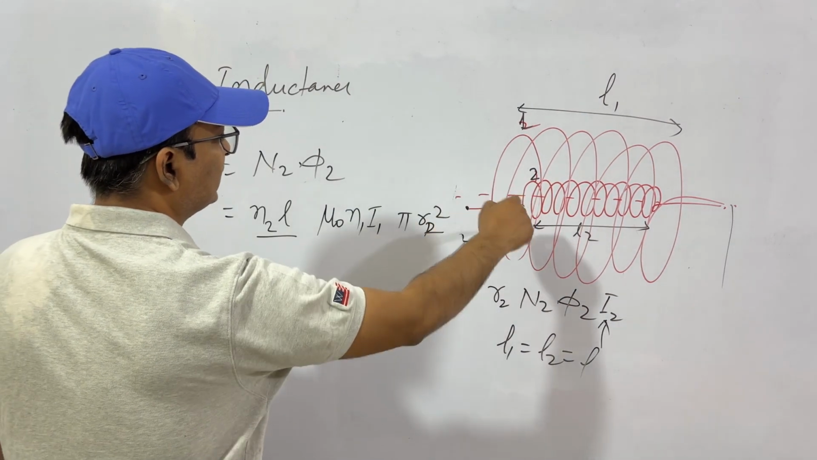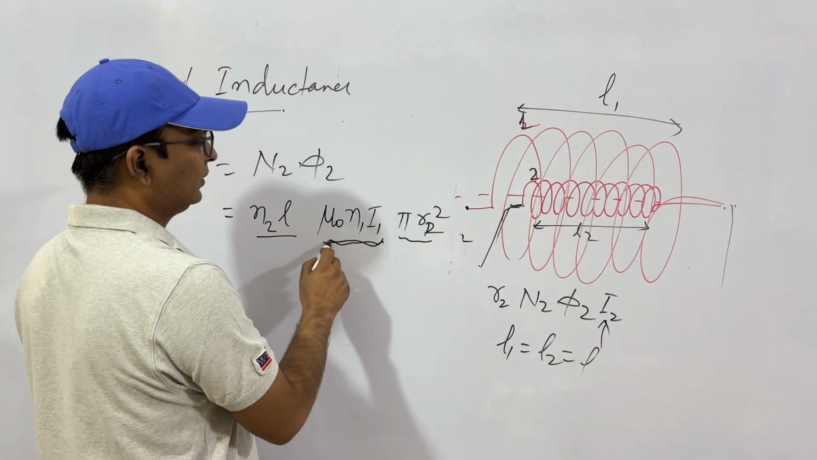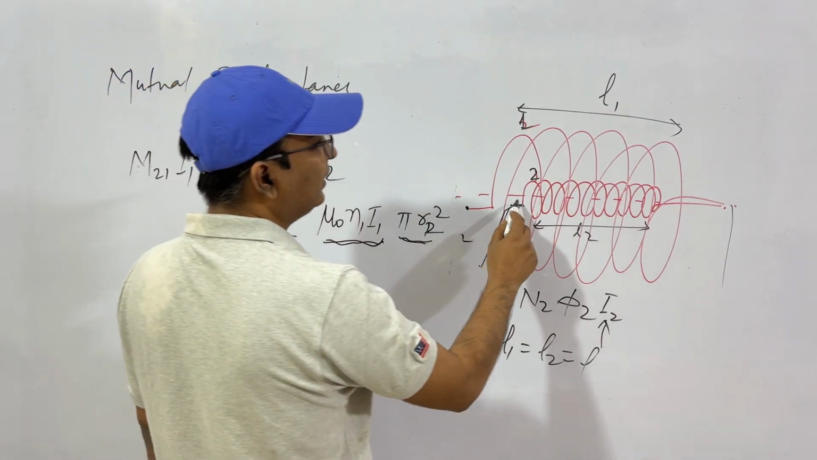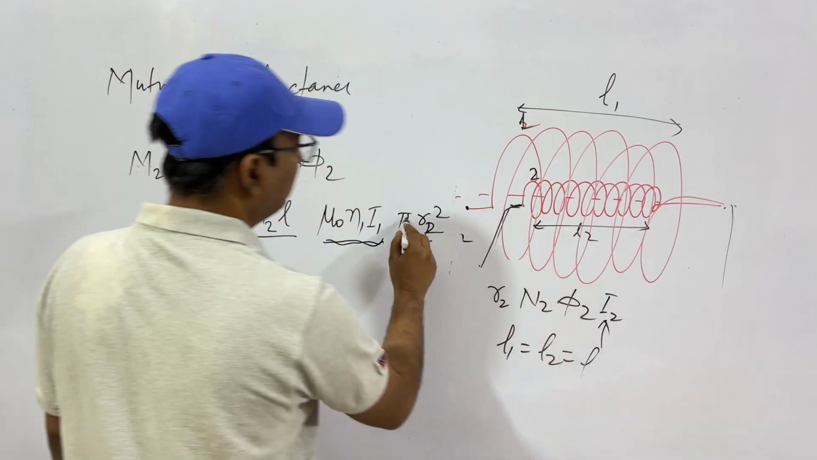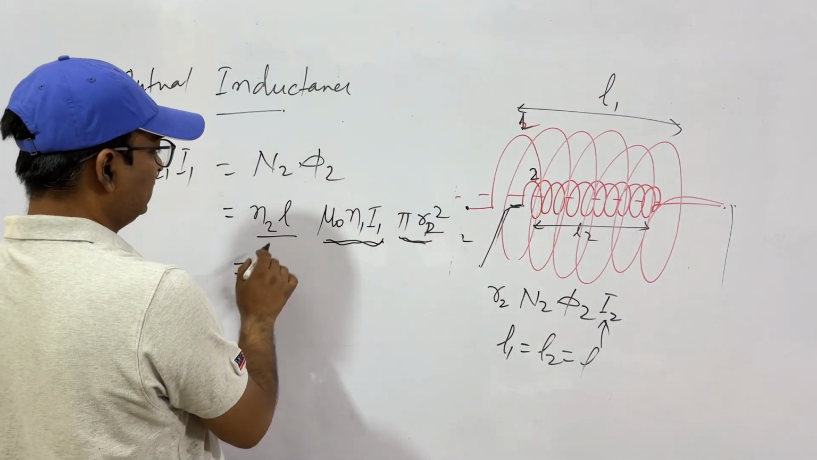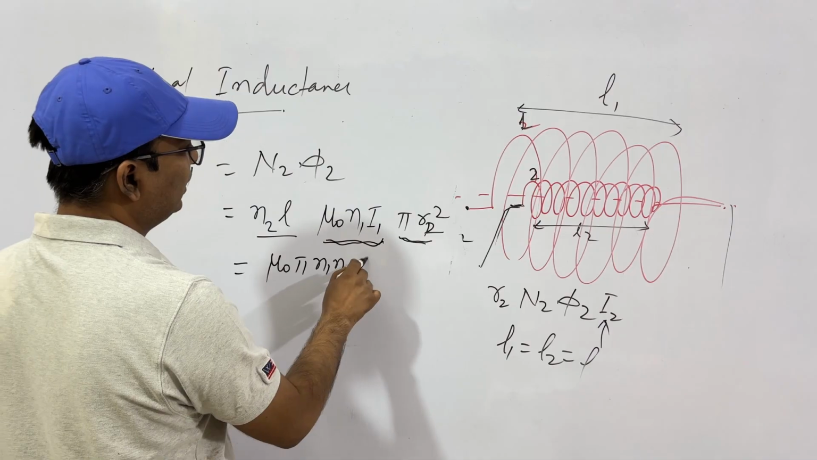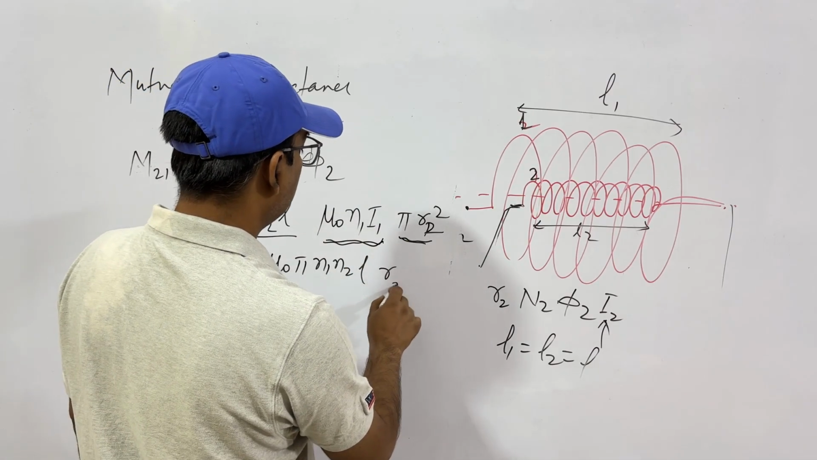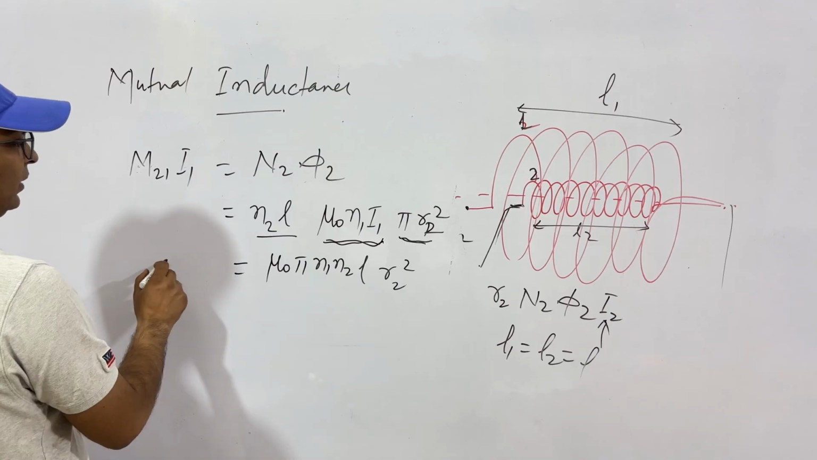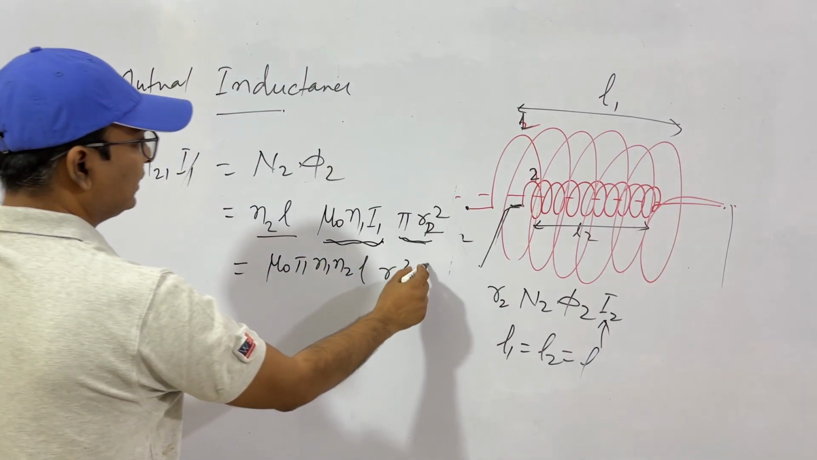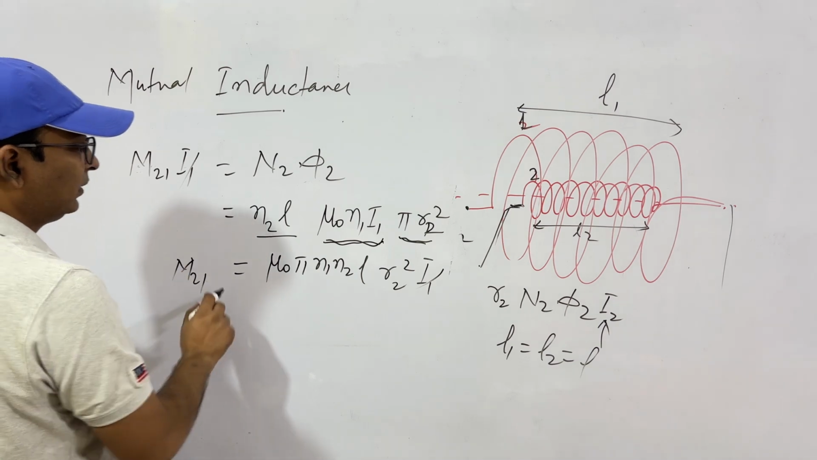Current is now in the first coil. So magnetic field is this. So this is B. What area? Flux is in this area only. So that will be pi R2 square. So what you get is mu 0 pi N1 N2 L, then you have R2 square. Okay. So what you get? You get M21. This I1 gets cancelled. So M21 is simply this thing.